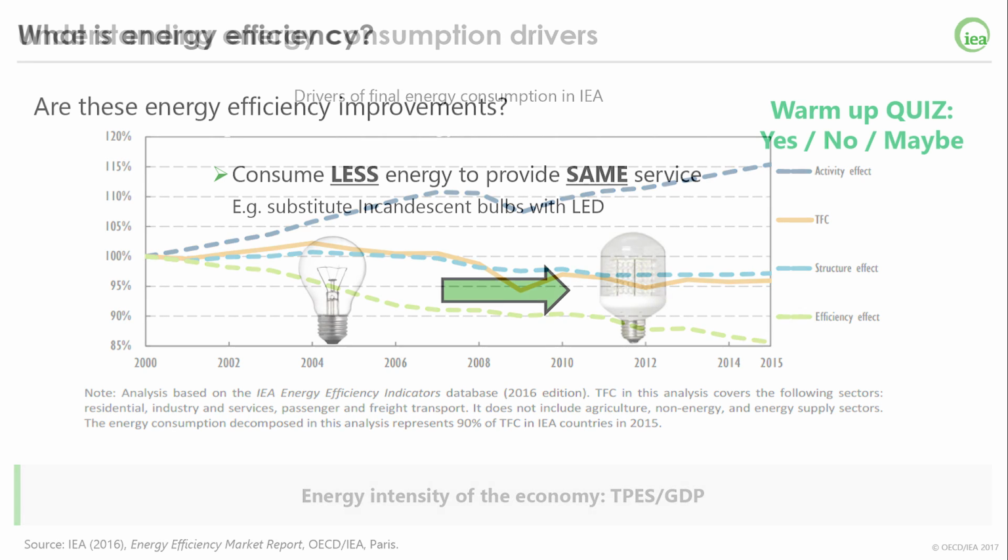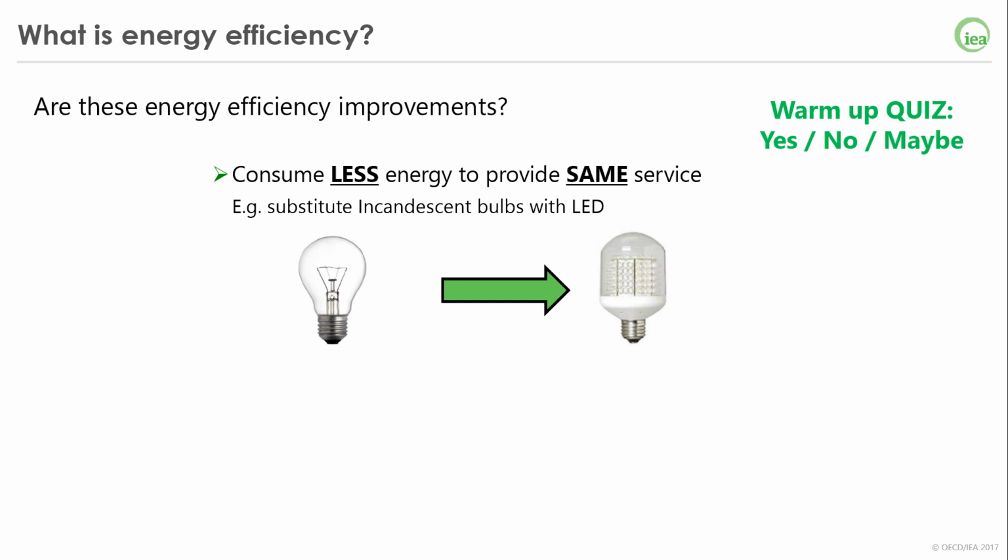Now I have other questions for you. We'll try to see if our definition of energy efficiency is the same. So I'll give you some cases, and you have to think about if for you these represent energy efficiency improvements. Let's start with the first one. Consuming less energy but providing the same service, as for example the replacement of incandescent bulbs with LED. Is that an energy efficiency improvement for you?